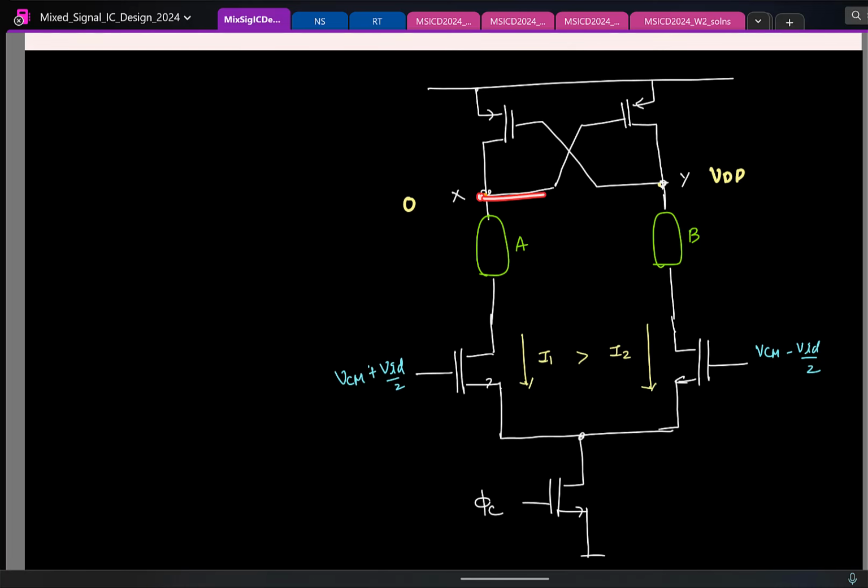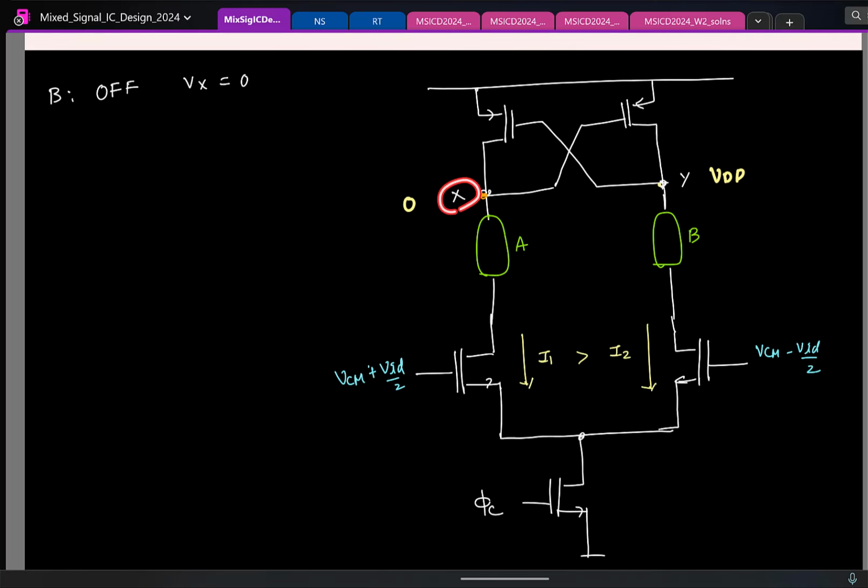So when Vx was 0 is when the PMOS was on. At that point, do you want this element to be on or off? When Vx is 0, the PMOS is on. Do you want this to be conducting or not conducting? So I want this element B to be off when Vx is 0. Fine. Now, when Vx is 0 and Vy is VDD, what do you think A should be? Should it be on or off?